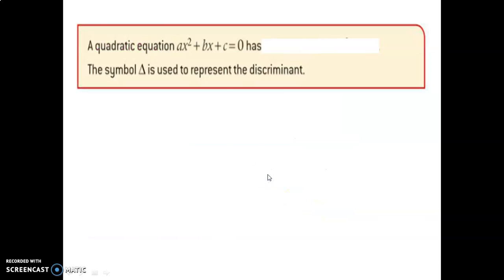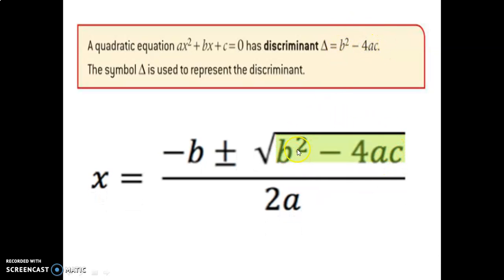A quadratic equation in standard form has what is called a discriminant. The discriminant is often shown using this symbol here, delta, the Greek letter D, and that equals b squared minus 4ac. As you can see, the discriminant is a portion of the quadratic formula. It is this portion here within the square root. One mistake commonly made by students is to say the discriminant is all of that, including the square root. It does not include the square root. The discriminant is only this portion inside.